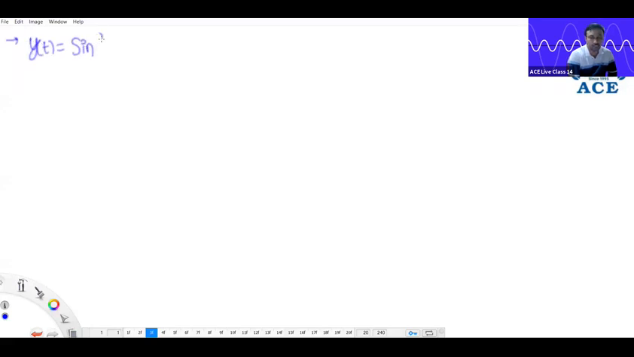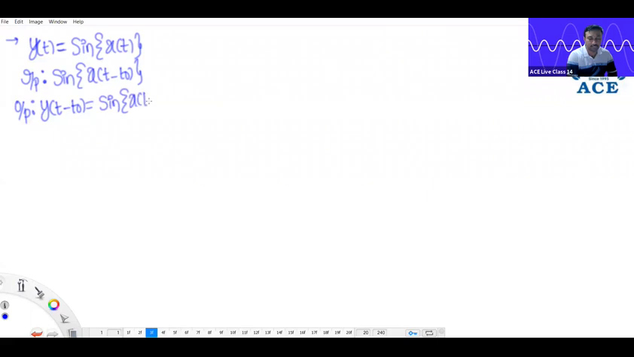y of t equals sine of x of t. Now is it invariant or variant? When you take the input delay, directly we get sine of x of t minus t naught. When you take the output delay, what is the result? Same. So the result is the same, meaning it is an invariant system.